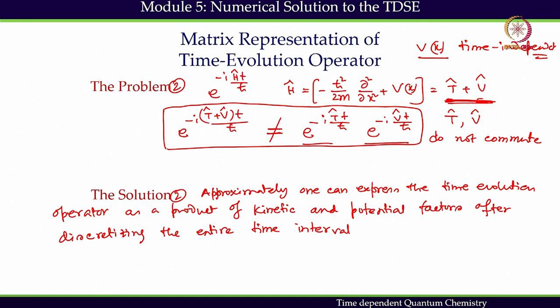So, two comments I have already made, I will prove it very soon. First comment is that this is not true. They are not always equal, because these two operators don't commute. And the solution can come approximately: one can express the time evolution operator as a product of kinetic and potential factors by discretizing the entire time interval.